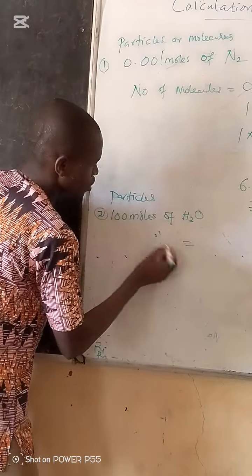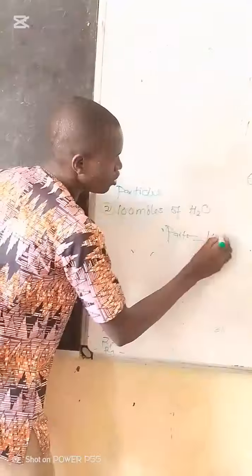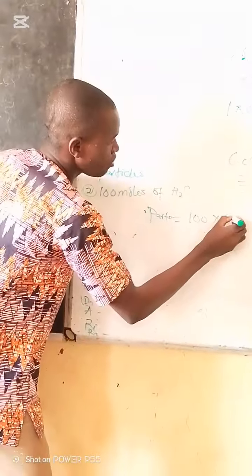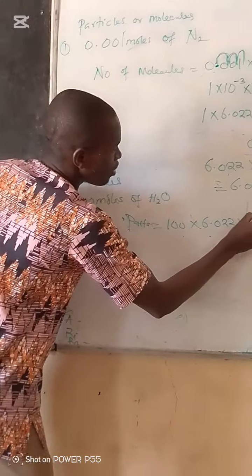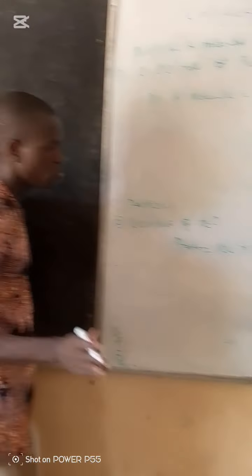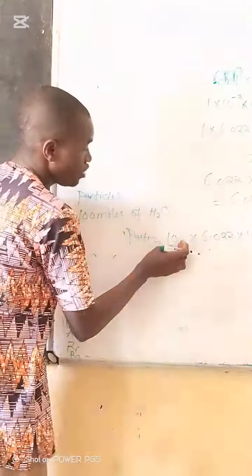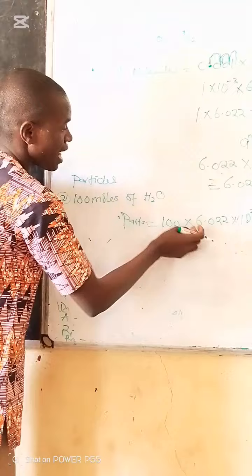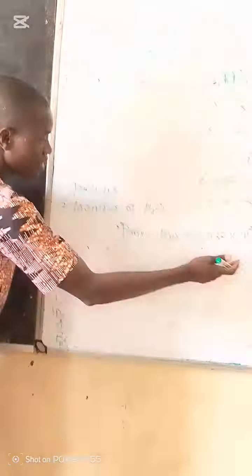So this gives us particles is equal to number of moles, 100, times Avogadro's number, 6.022 times 10 raised to power 23. Simple. Now express this one in standard form too. If you don't express it, this will give you 600 and they will not write the answer as 600. They will have to raise it to standard form also.